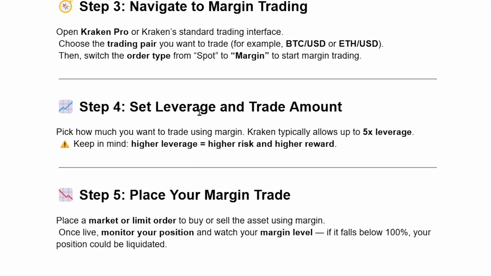Step 4. Set leverage and trade amount. Pick how much you want to trade using margin. Kraken typically allows up to 5 times leverage. Keep in mind that a higher leverage means higher risk and higher reward.